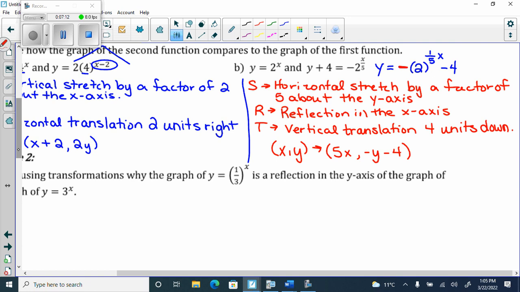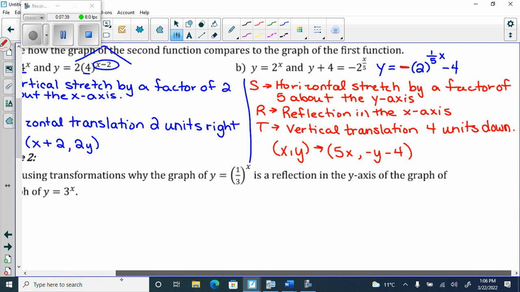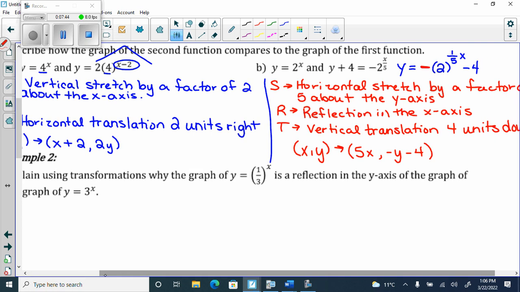Now example 2, I told you that they have to have the same base, or I can't compare them, correct? Base 3, base 3, base 4, base 4, base 2, base 2 in this case. They have to be the same base or I can't compare them. Now I said they'll never give you like base 2 and 7 because you can't make them be each other, correct? But they can do what we did here in example 2. Example 2 says, explain using transformations why the graph of y equals 1/3 to the x is a reflection in the y-axis of the graph of y equals 3 to the x.